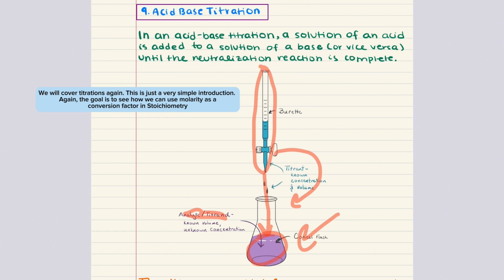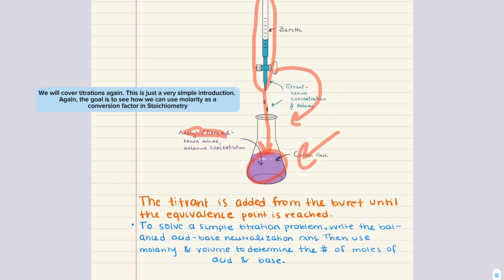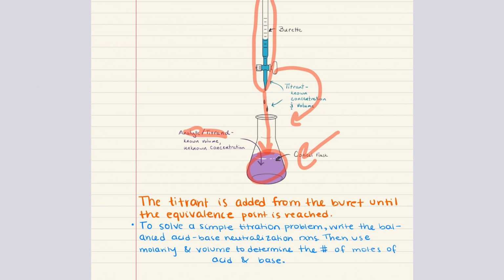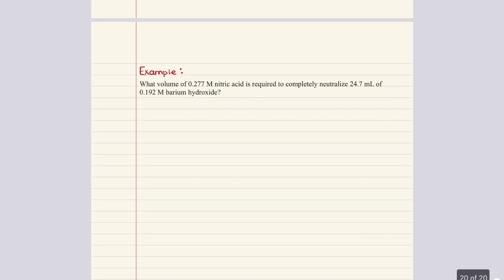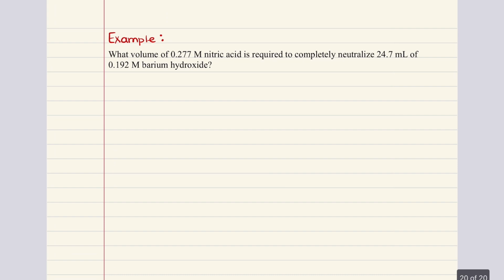Now, to solve a simple titration problem, what you're going to have to do is write the balanced acid-base neutralization reaction, and then you can use molarity and volume to determine the number of moles of acid and base. This topic, titrations, is a very brief introduction. It's going to have its own chapter later down the line. But really, our main takeaway is to be able to do problems relating to titrations, and the focus here is everything we've covered up to this point, being able to extend stoichiometry to solution-based problems.